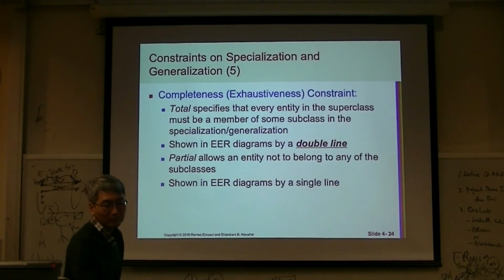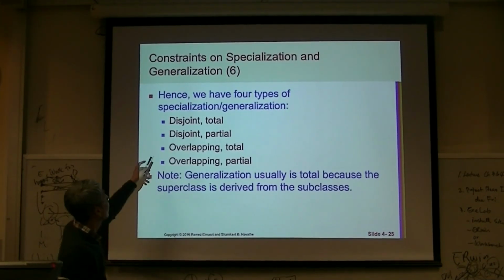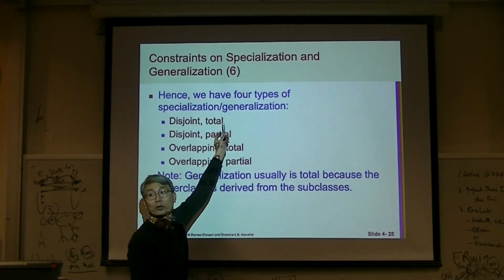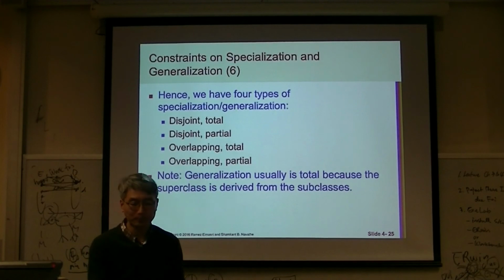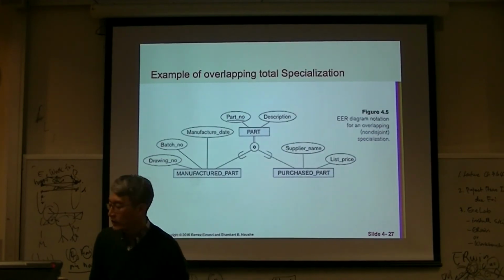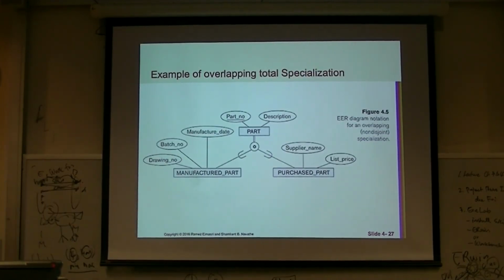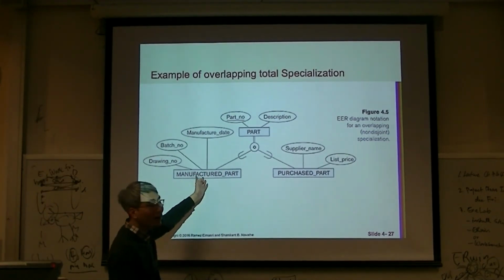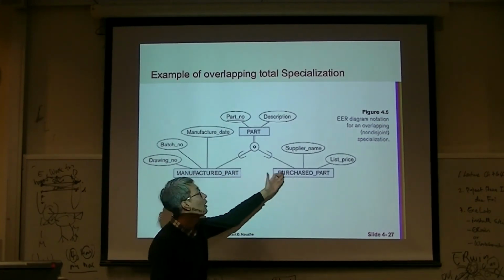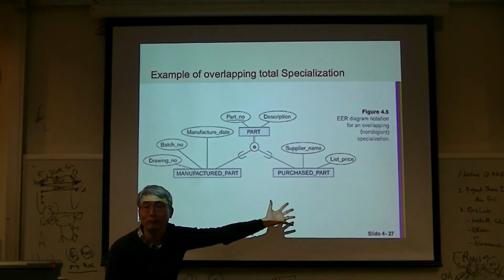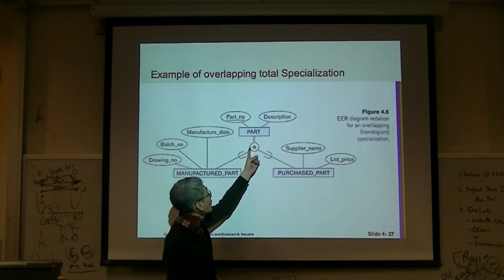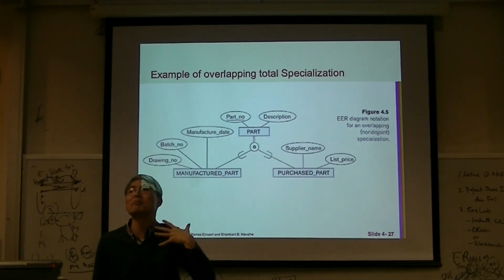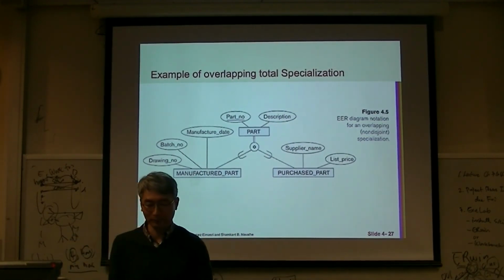So we have disjoint or overlap. Also you can have total, full, mandatory or optional participation. So this is an example of overlap. You can see there exists a part. It can be a manufactured part or purchased part or both of them because it's overlap. Also, a part should be either this one or both of them. This is the meaning of the ER diagram.